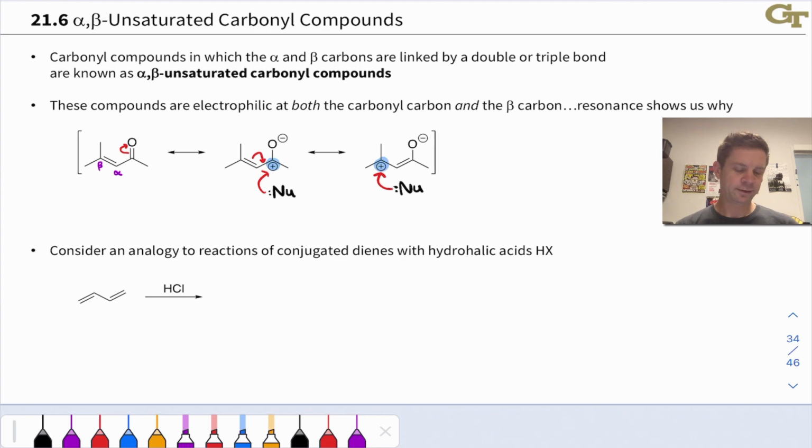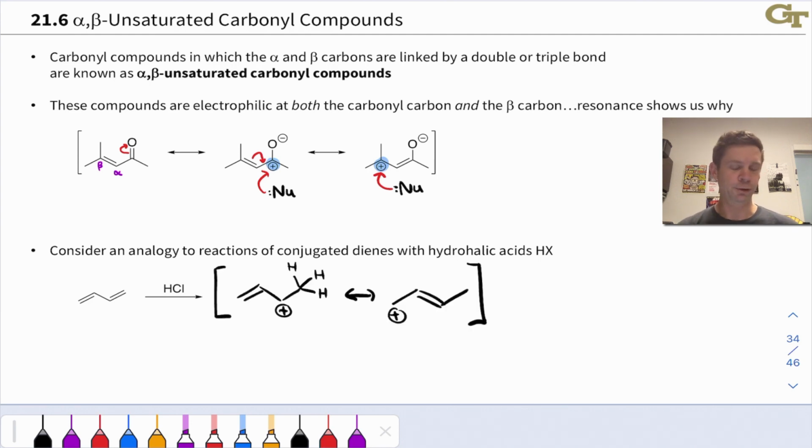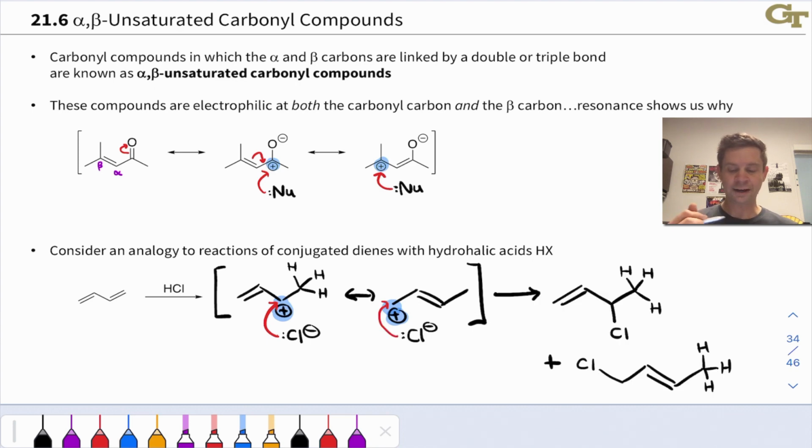So to begin exploring this, let's back up and think about conjugated dienes and draw an analogy between the reactivity of conjugated dienes and conjugated carbonyl compounds, alpha-beta unsaturated carbonyl compounds. When a conjugated diene like 1,3-butadiene, as shown here, is protonated with an acid like HCl, the resulting cation is allylic and has two significant resonance forms in which positive charge is on the two ends of the allylic pi system here.